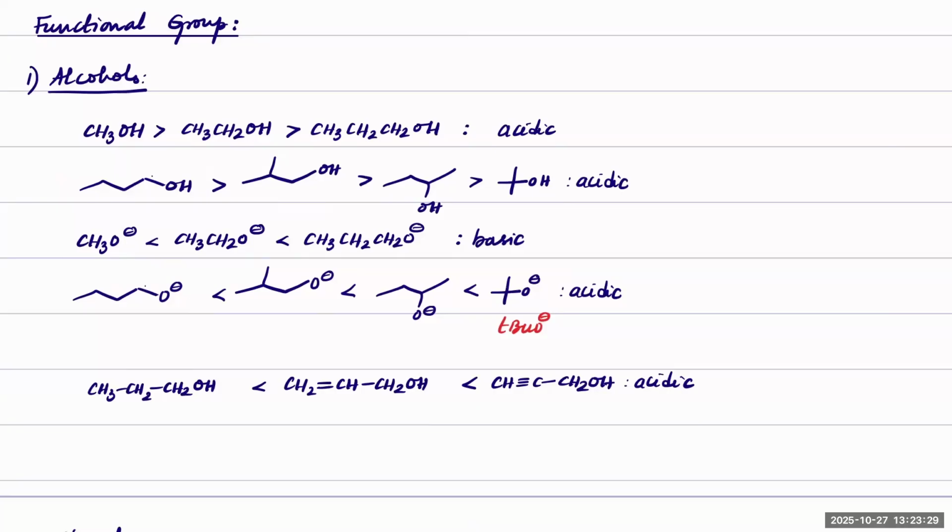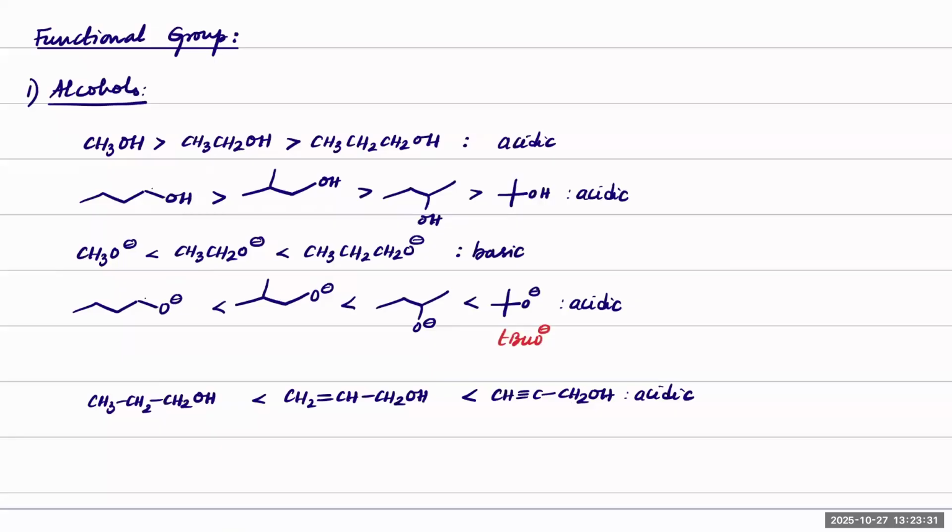Okay. So check out. If it is alcohols, methanol, ethanol, and propanol, if you go from left to right, the acidic character will decrease because CH3, CH2 will give you more plus I compared to ethyl compared to methyl. Therefore, this is more acidic here.